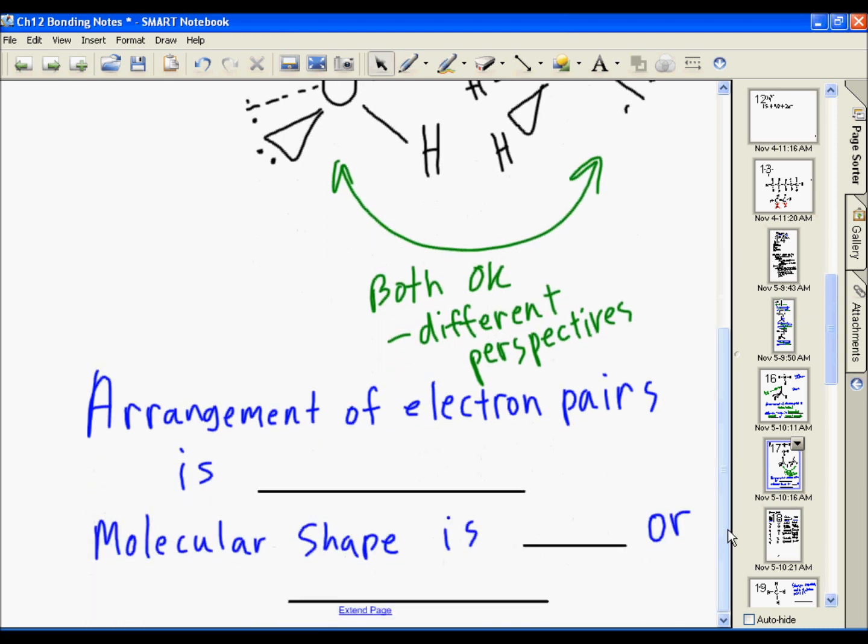So in this case, the arrangement of the electron pairs is still tetrahedral because you still have 4 pairs total. But the molecular shape is called a V shape, or bent. And bent because it's bent from linear into a V shape.